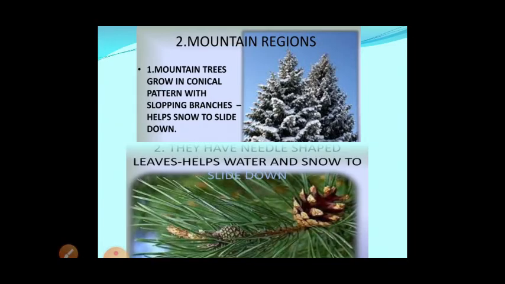Next, they have needle-shaped leaves, which help water and snow to slide down. Also they have cones, and inside the cone are the seeds. This is their type of reproduction, to grow the next small new plants.